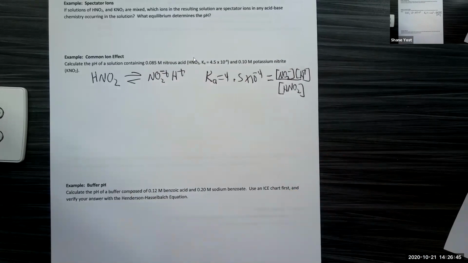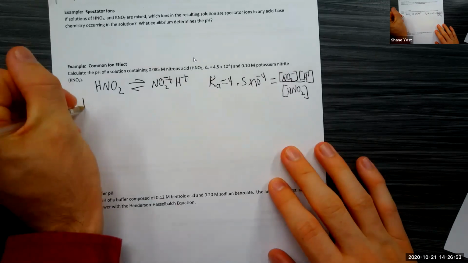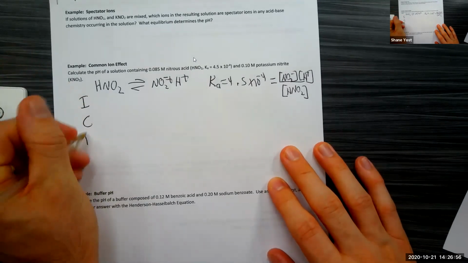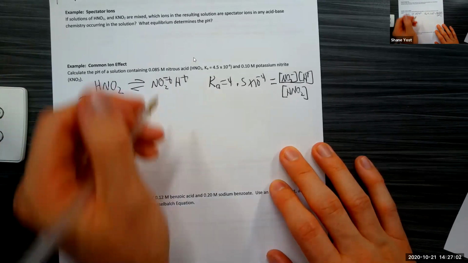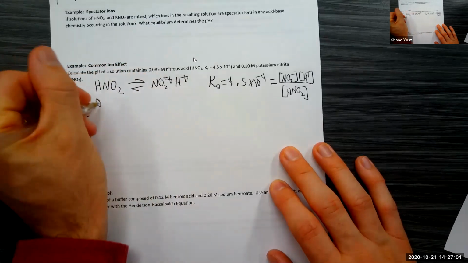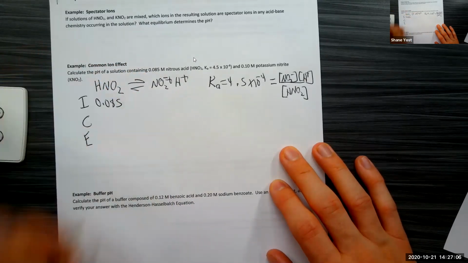So what am I going to have to use here to try to find that equilibrium concentration of H plus to get the pH? I have to use our ICE table, ICE chart, right? Okay. So our initial concentration of NO2 minus is 0.085 molar.